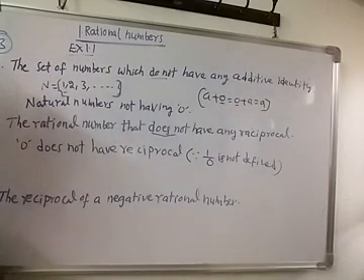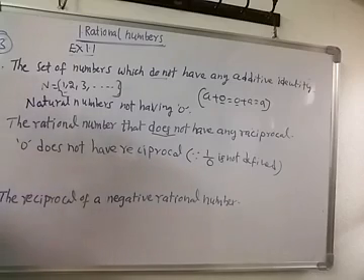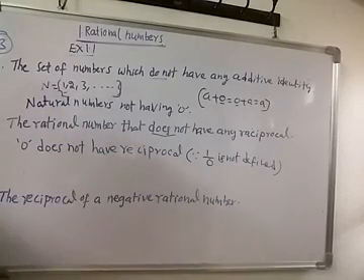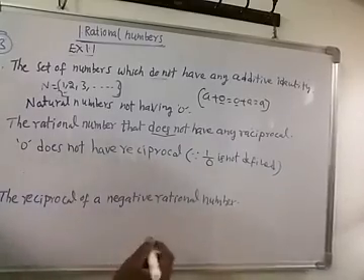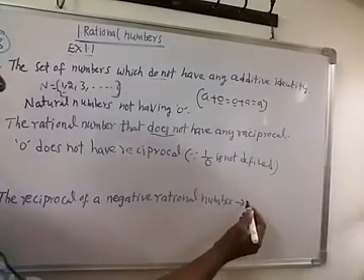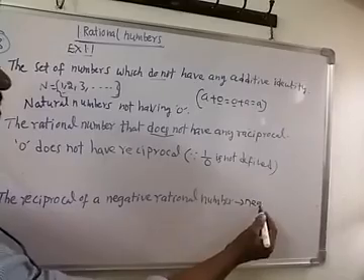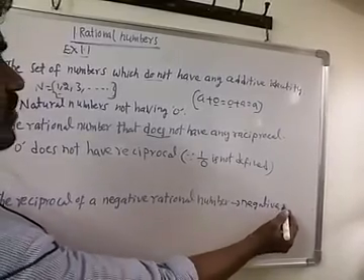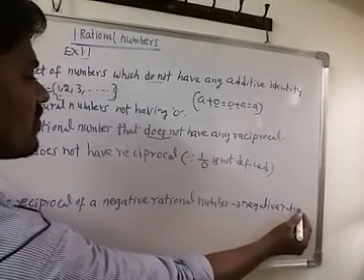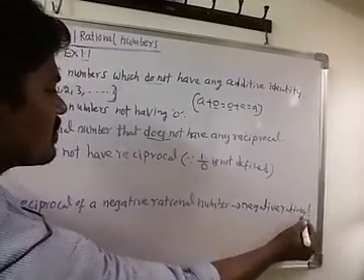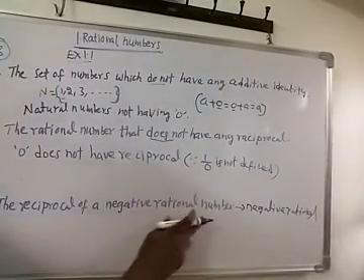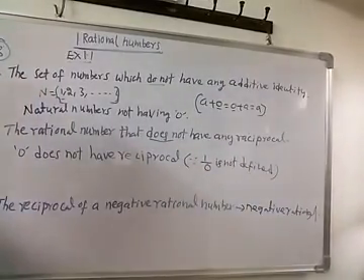Therefore 0 does not have any reciprocal, that is 1 by 0 is not defined. Next, the reciprocal of a negative rational number is also a negative rational number.